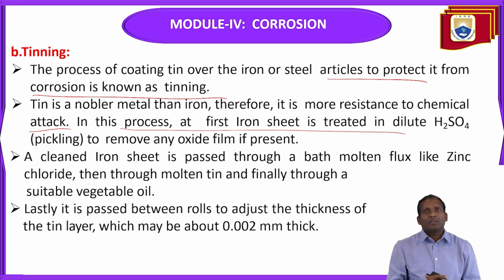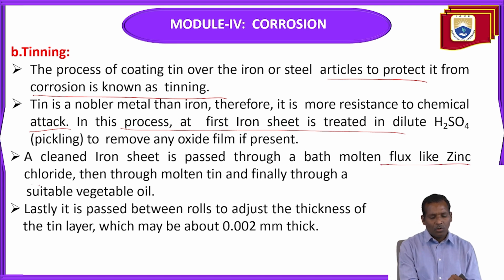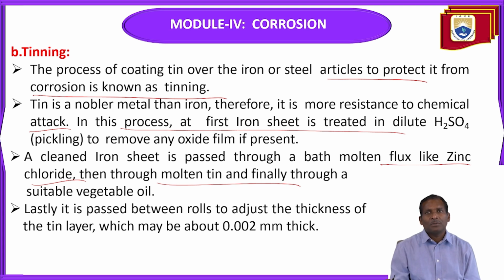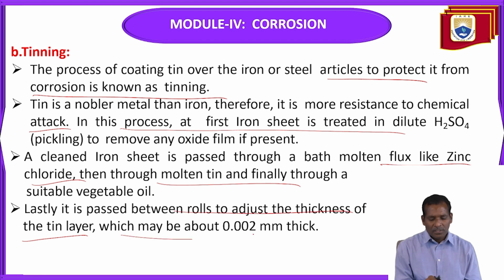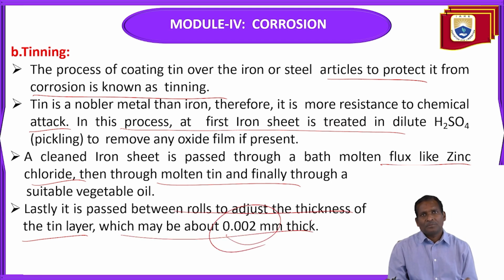And then the cleaned iron sheet is passed through a bath of molten flux like zinc chloride, then through molten tin, and finally through a suitable vegetable oil. Lastly, it is passed between rolls to adjust the thickness of the thin layer, which may be about 0.002 mm thick.